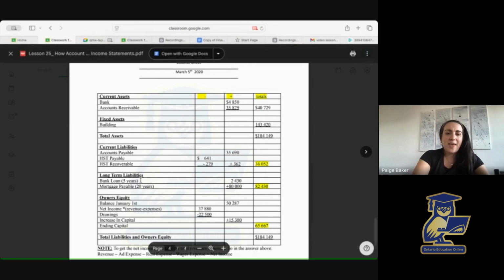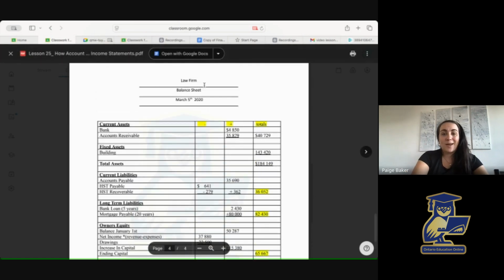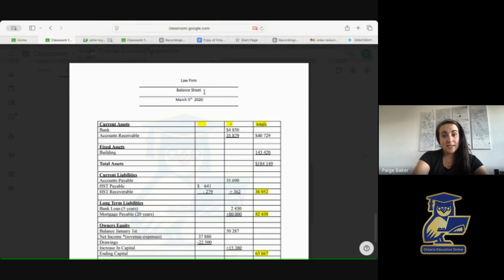So let's just start with the heading. Okay, so like our regular balance sheet that we've seen in the past, we have a 3-line heading with the name of the company, what type of financial statement it is, which in this case is a balance sheet, and our date. And again, just like what we've seen before, it's a specific date, it's a snapshot.